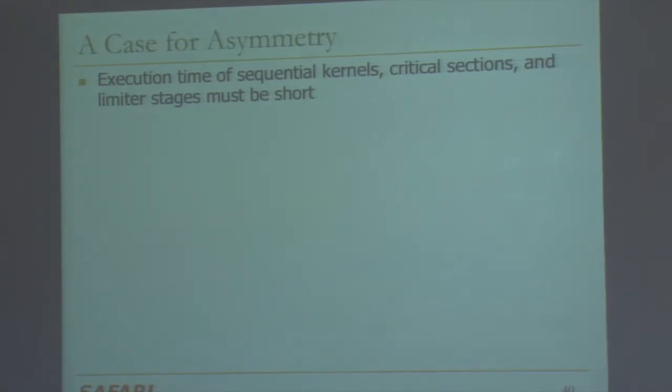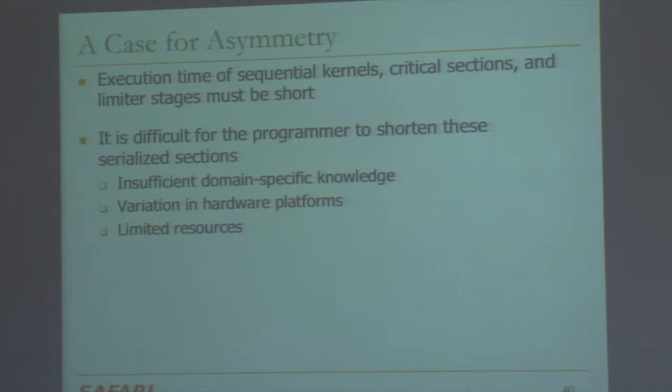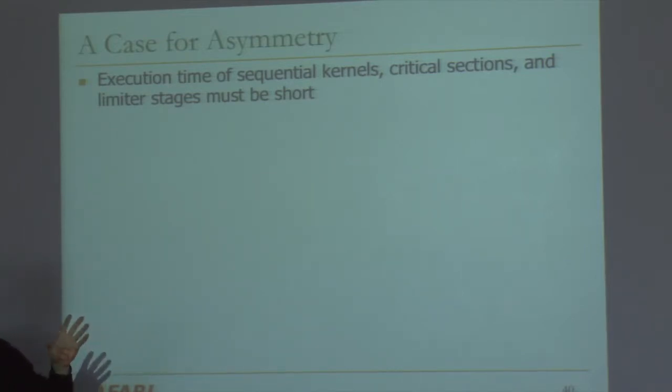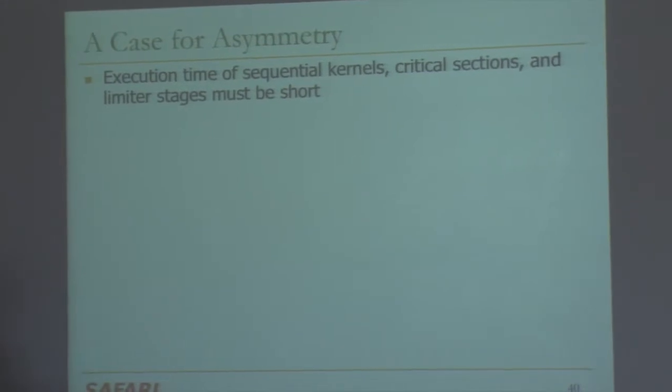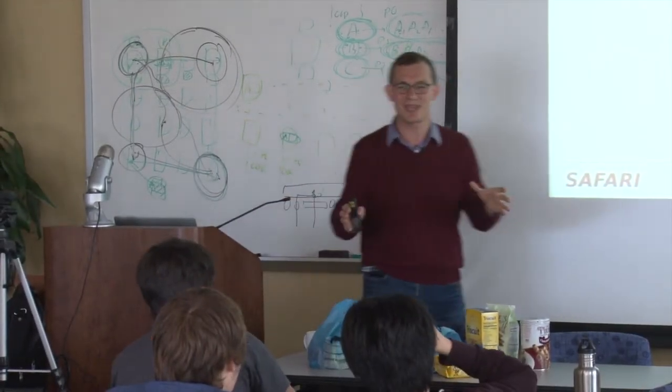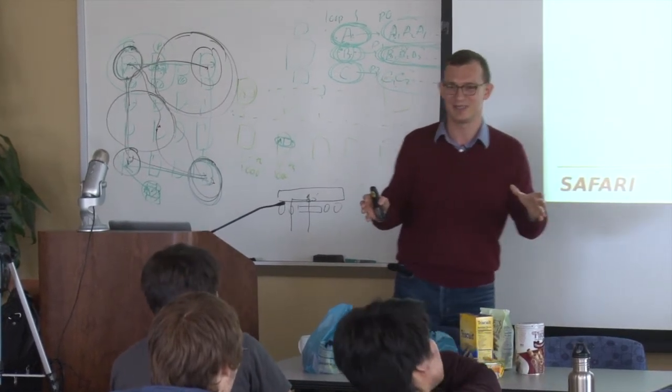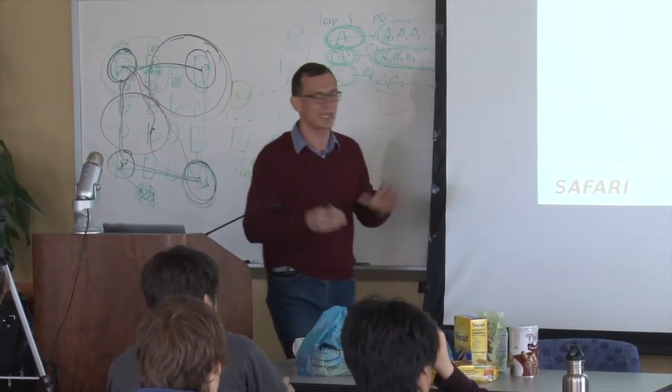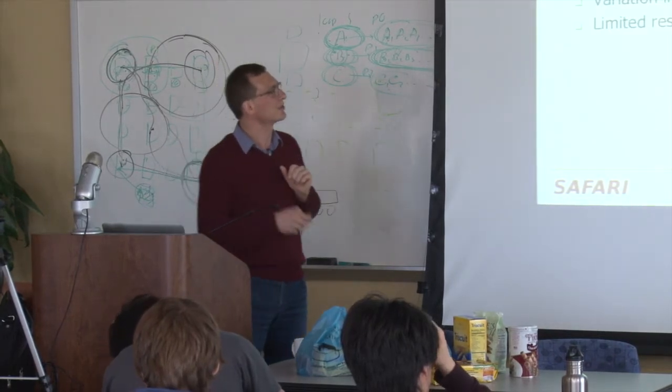So why do we want to do this? Basically, execution time of these sequential kernels, critical sections, and limiter stages must be short. You could argue that, well, I don't care. The programmer should have written their program better, right? And since you've taken this course, you know what to tell that person, right? Well, it's always a trade-off. Yes, the programmer would probably have done a better job if they had infinite time in the world, and if they were careful, if they were expert. That's true, but it's difficult.